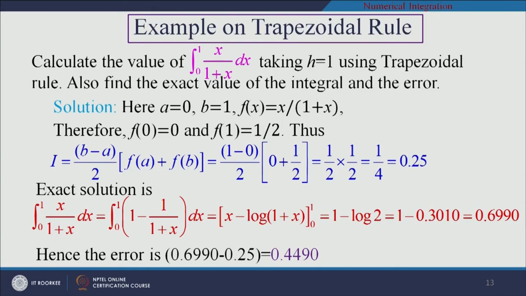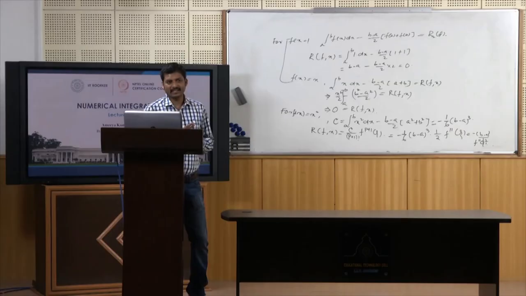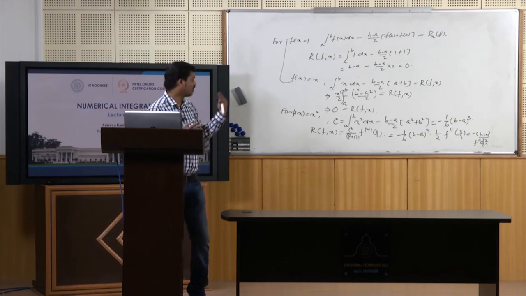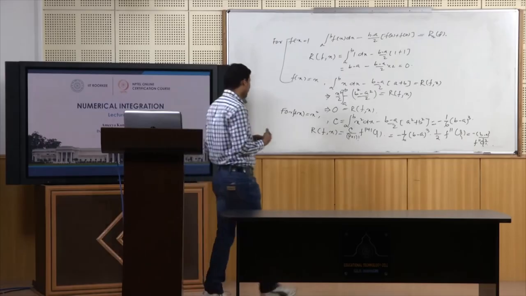Also, since it is a simple function, we can easily find the exact value of this integral. Then we can obtain the error by taking the approximated value calculated using the trapezoidal rule and the exact value calculated in numerical or analytical form.